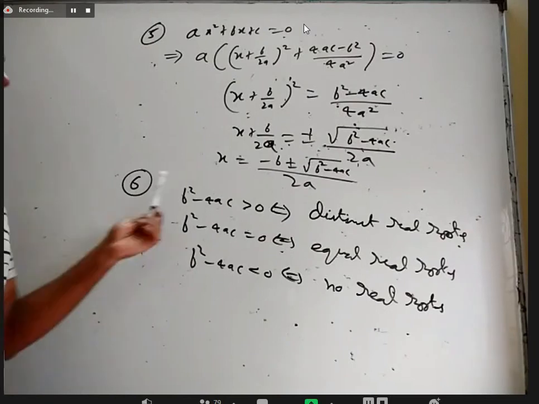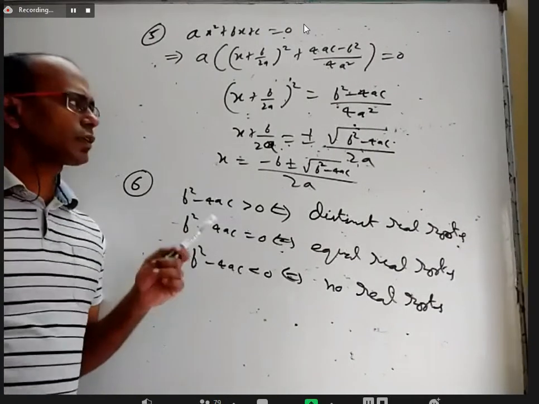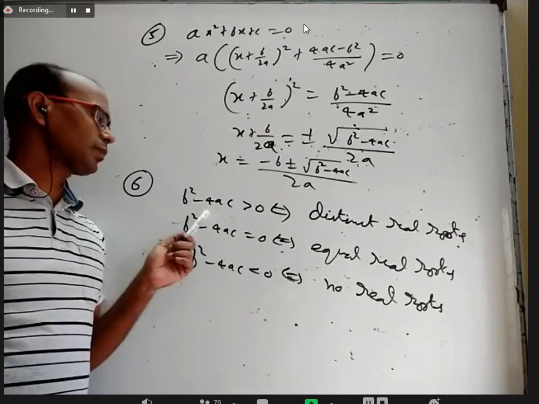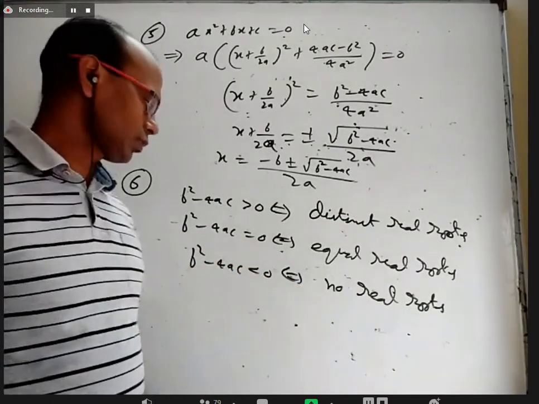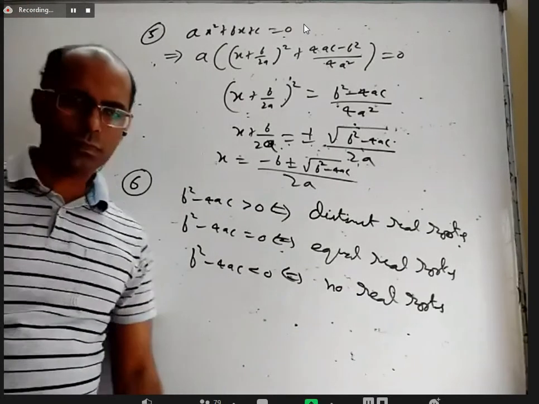All of you know this. We call this the discriminant. Discriminant, because the nature of the roots depends on the discriminant. If it is positive, we'll have distinct real roots. Equal to 0, we'll have equal real roots. If it is less than 0, no real roots.